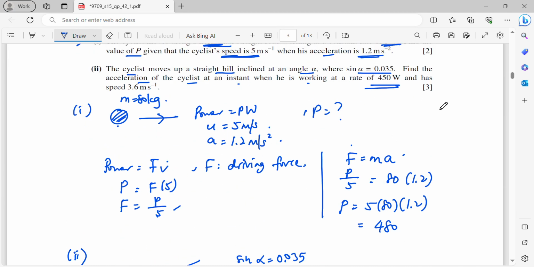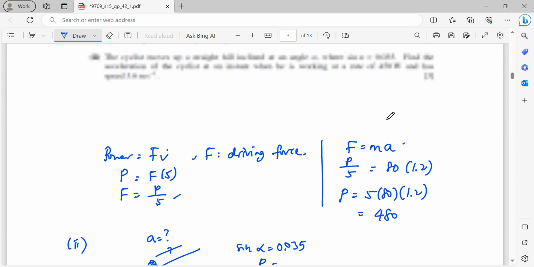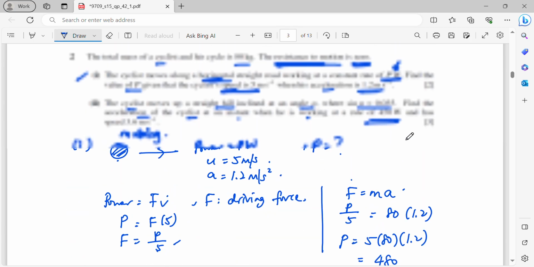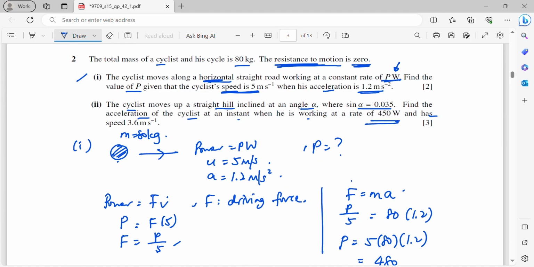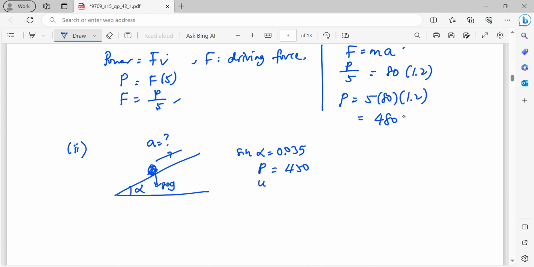Now, find the acceleration of the cyclist at the instant when he is working at the rate of 450 watts of power. So now you need to find what is the A. This is going up. What is the A when the power is 450 and has speed 3.6 meters per second. So U is 3.6.